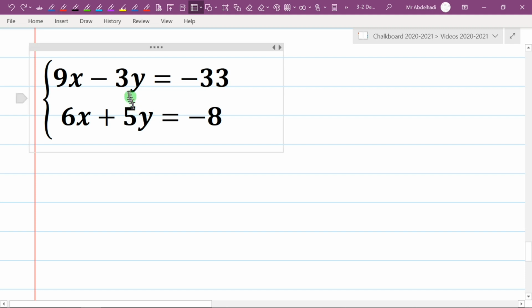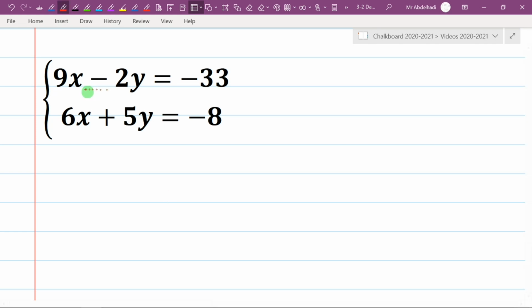So for instance, if this were a 2 right here, then there's no way to use substitution here without getting fractions. Let's say you tried to get the x by itself. You have to get rid of this 9. To get rid of this 9, you have to divide everything by 9, and that creates all kinds of fractions. This would be fine, but then these would both be fractions. No good.